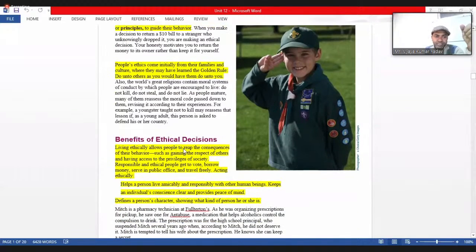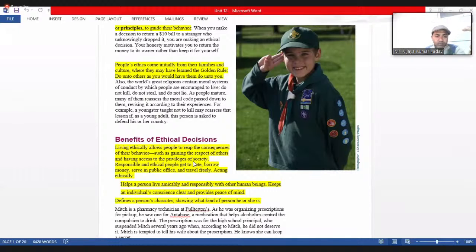Now, benefits of ethical decisions. Living ethically allows people to reap the consequences of their behavior. If you live your life ethically, then you have a better result, such as gaining the respect of others. You can get respect from others, and having access to the privileges of society, whatever privileges the society has, you can get those facilities.